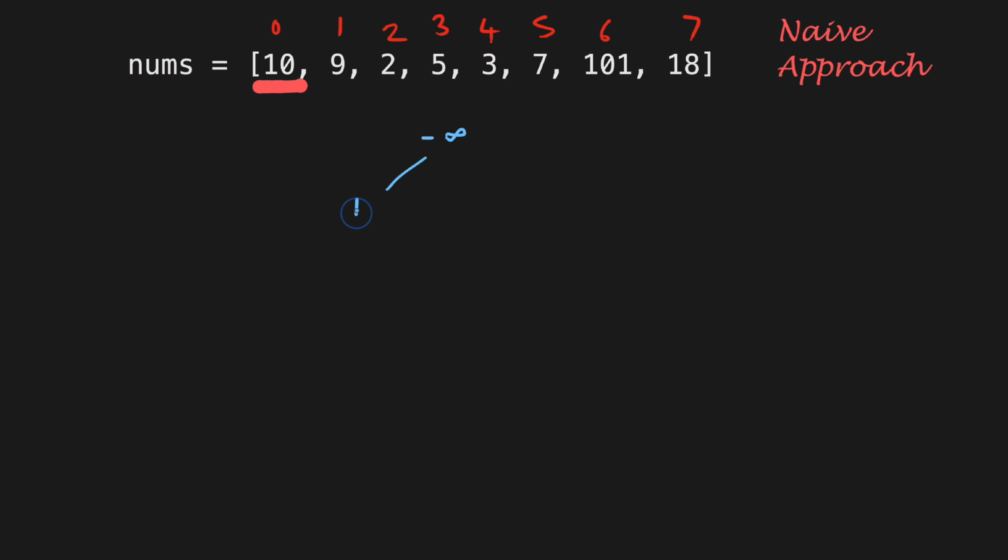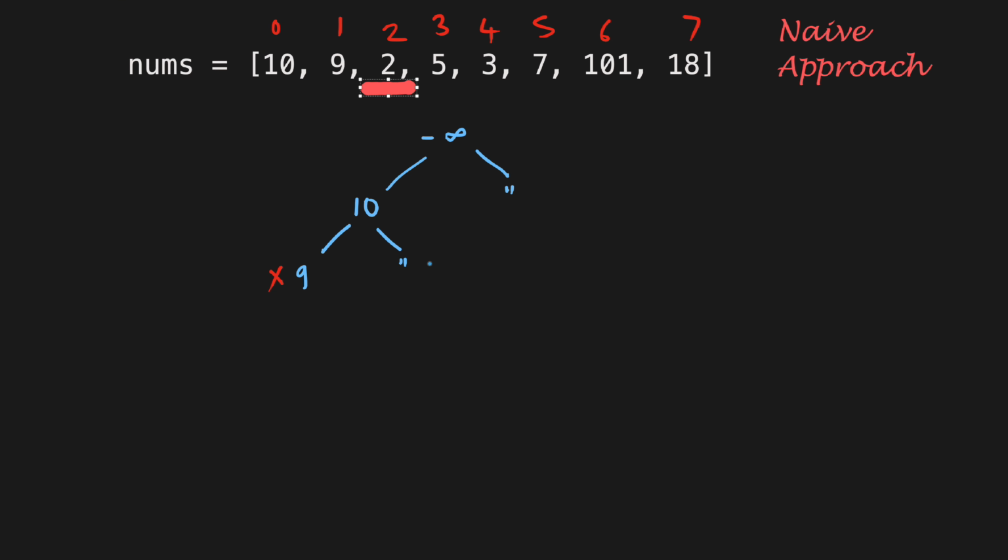Now, we can include 10 or skip it. And if we include 10, then we move to the next index and the previous element becomes 10. And here including 10 makes sense because that increases the length of the increasing subsequence to 1. Now again for the current index, we can either include 9 or exclude it. Now if we try to include 9, it will result in a decreasing sequence. Hence we hit the dead end here. So let's proceed by skipping 9 and moving to the next index, which is 2.